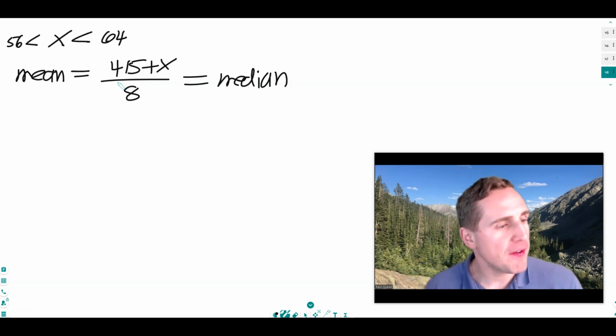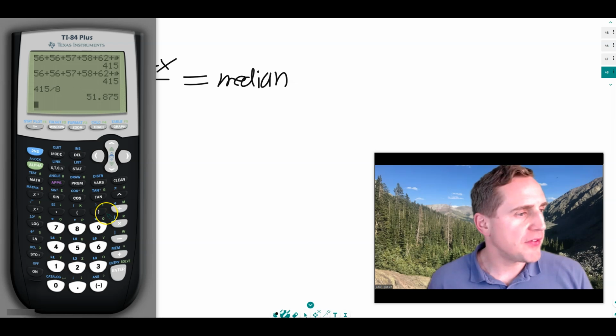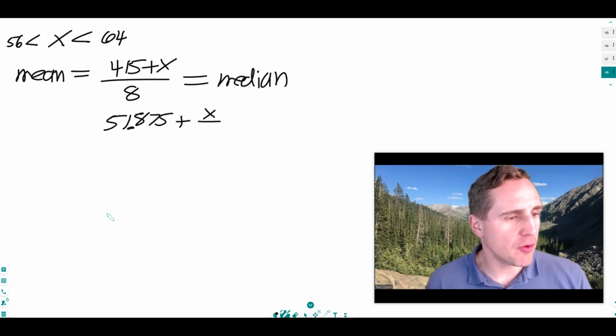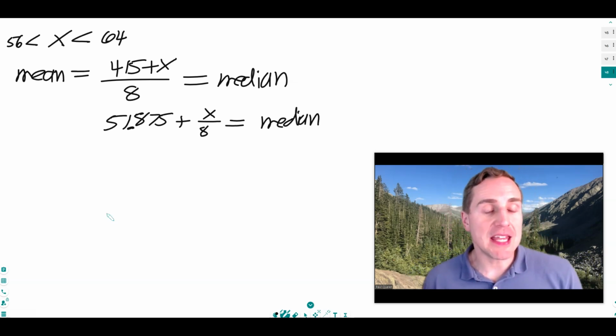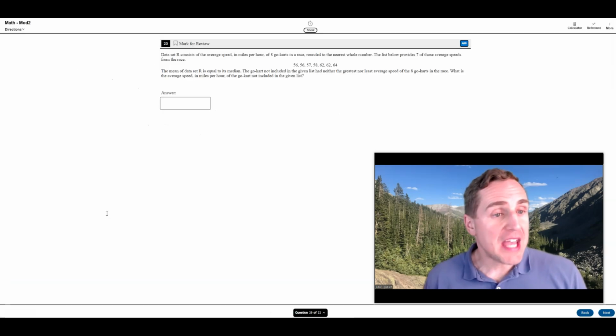Now, what's 415 divided by 8? That's 51.875. So 51.875 plus x over 8 is equal to the median. Now, by the way, ladies and gentlemen, the median is going to be the average of the middle two numbers, okay? So if it's the average of the middle two numbers, do you see that?